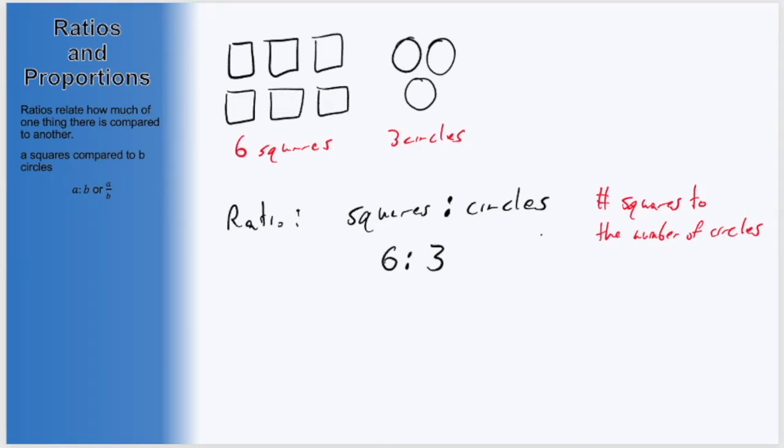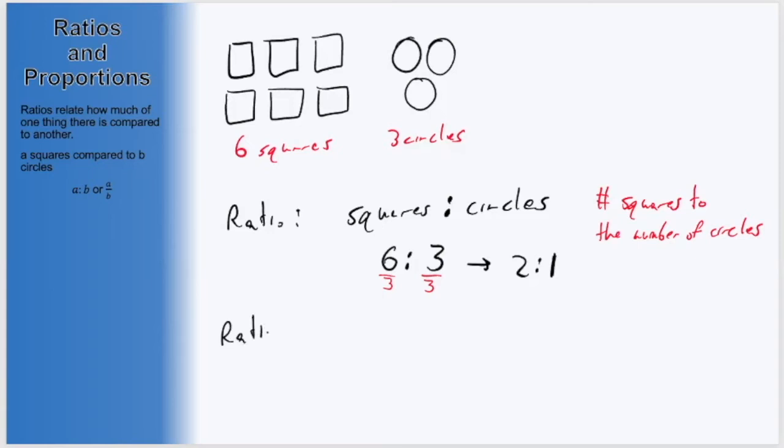to the 3 circles. Now, just like fractions, ratios written like this can be simplified by dividing both numbers by a common factor. In this case, both numbers are divisible by 3. When we divide both numbers by 3, we get the simplified ratio 2 to 1. Keeping in mind that the number on the left represents the squares while the right represents the circles here, we can interpret this as for every one circle, there are 2 squares.